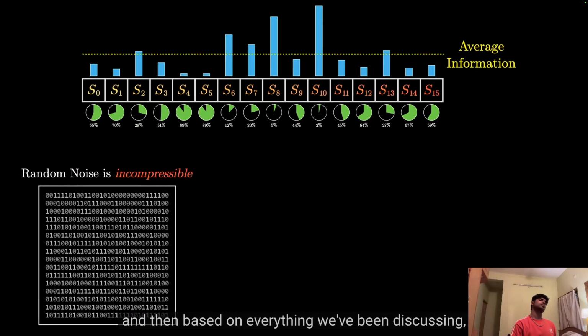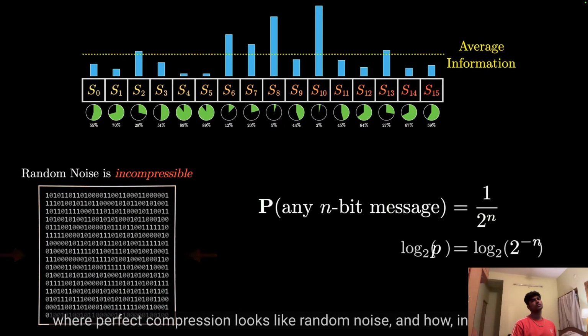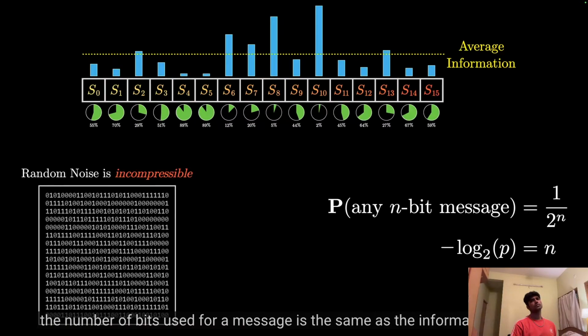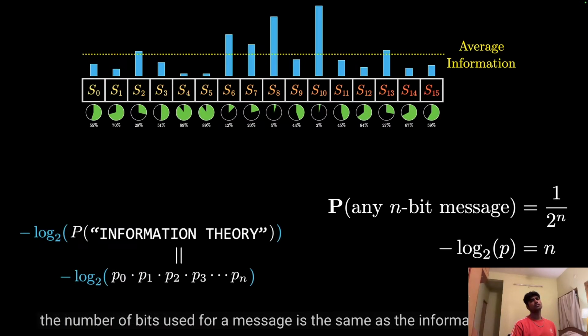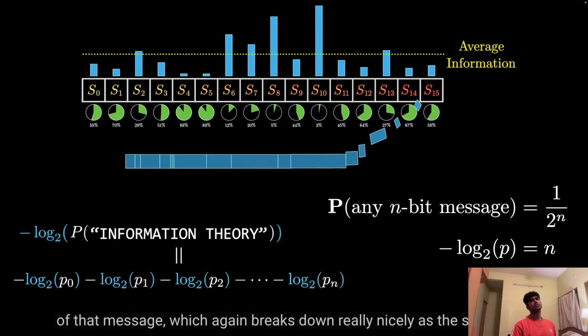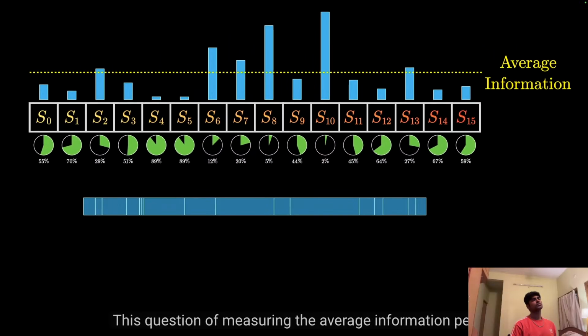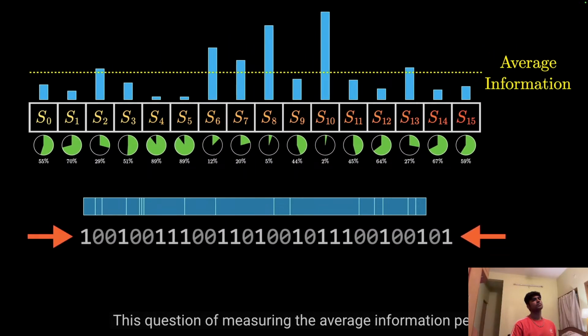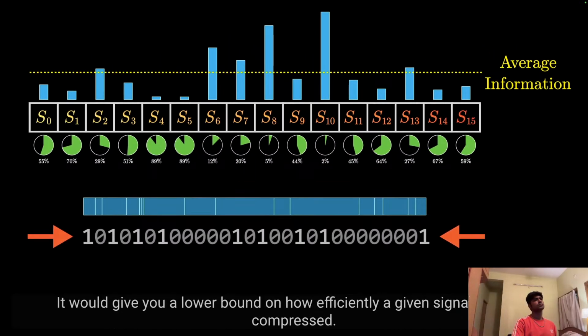And then based on everything we've been discussing, where perfect compression looks like random noise, and how, in that case, the number of bits used for a message is the same as the information content of that message, which again breaks down really nicely as the sum of the information of all the symbols. This question of measuring the average information per symbol is basically asking about the limit of compression. It would give you a lower bound on how efficiently a given signal could be compressed.